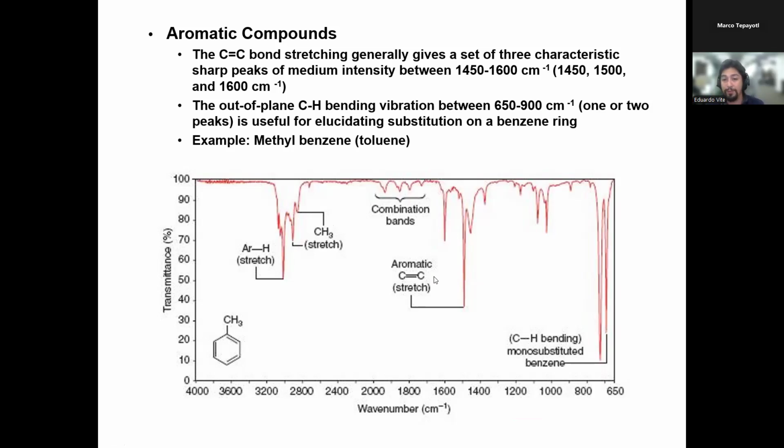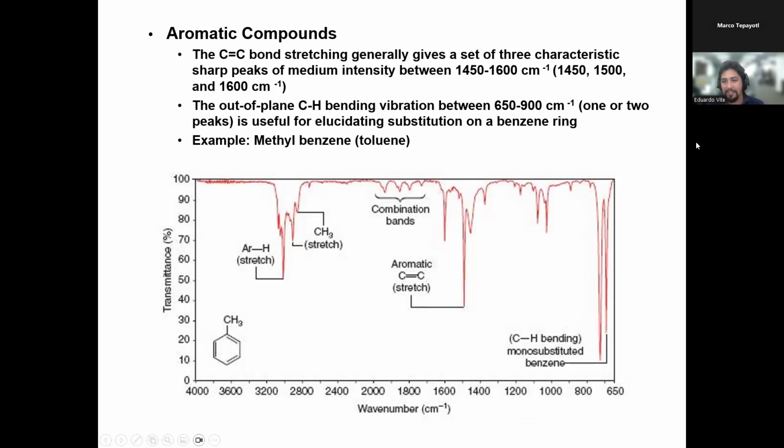The most important part for aromatic rings is this one right here, the aromatic carbon double bond stretch. That is going to be between 1400 and 1600. It is very strong and it is a lot lower than a standard carbon-carbon double bond absorption because, remember, because of aromaticity and resonance, that double bond is not really a double bond. It's more like a 1.5 bond. So make sure you keep that in mind.